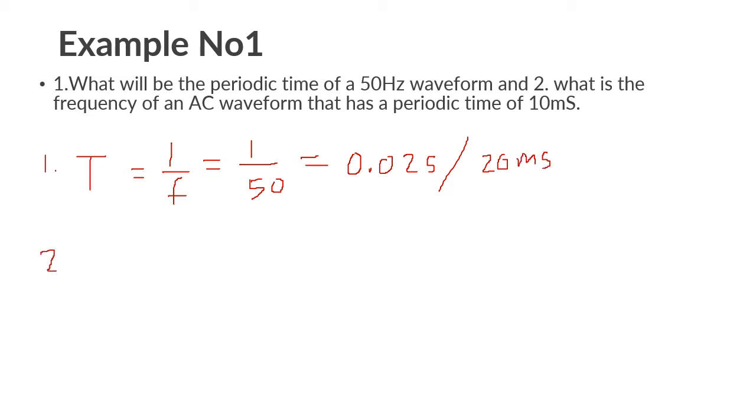Now the second part, they are asking what is the frequency of an AC waveform that has a periodic time of 10 milliseconds. Now we have to find the frequency. So the frequency F will be the reciprocal value of the periodic time. The periodic time is 10 millisecond, which means 10 into 10 to the power minus 3 second. If you solve this, we will get the value 100 Hz. So this is the answer for this question.